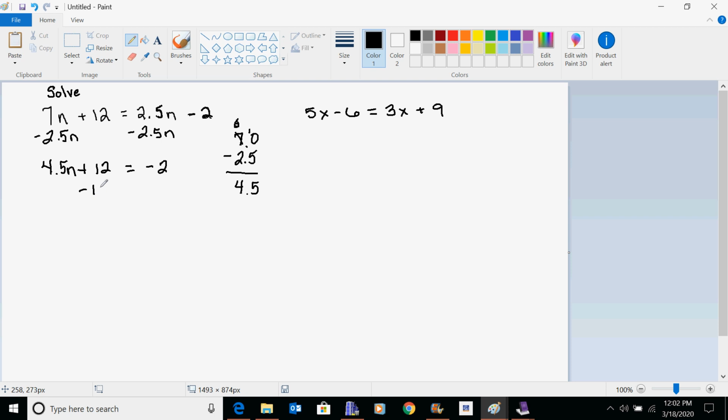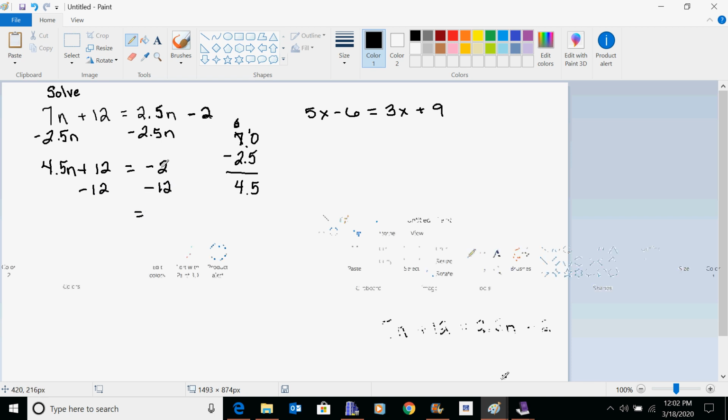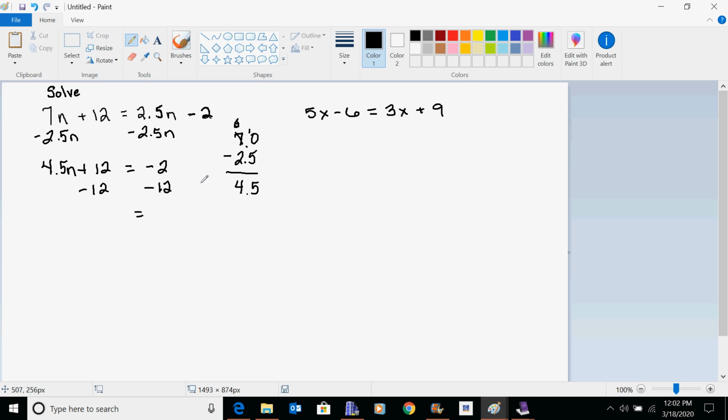So we'll take away 12 from both sides. Don't forget -2 minus 12, if you're heading down on the number line, would take us to -14. So we have 4.5n equals -14. We'll then divide by 4.5.